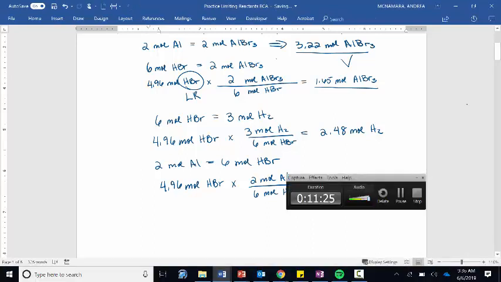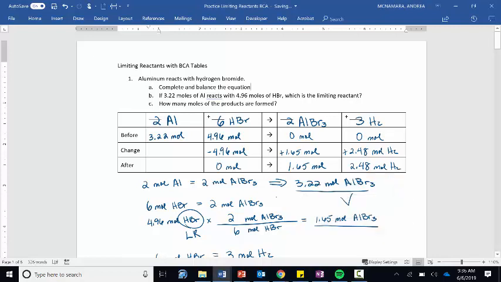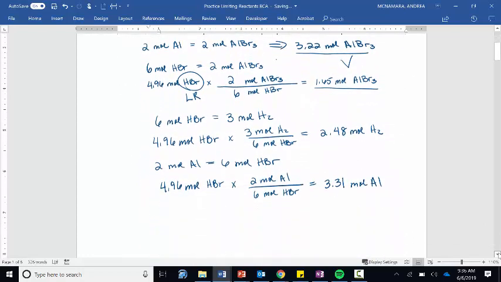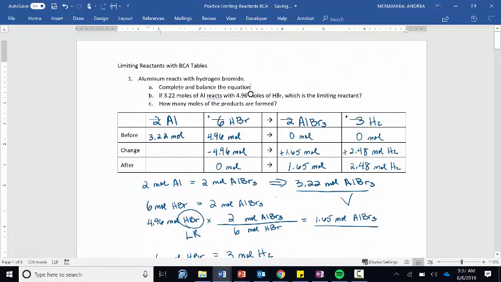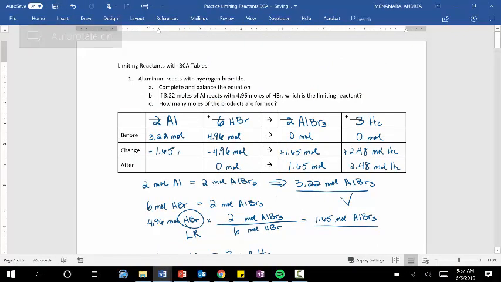So going back up here, wait a second. Oh, sorry, that's right. I made a little math error there. Hang on, not 3.31. It's half that. Sorry, that is not the right answer. That should be 1.65, right? Okay, so it means that I used up 1.65 moles of the aluminum.